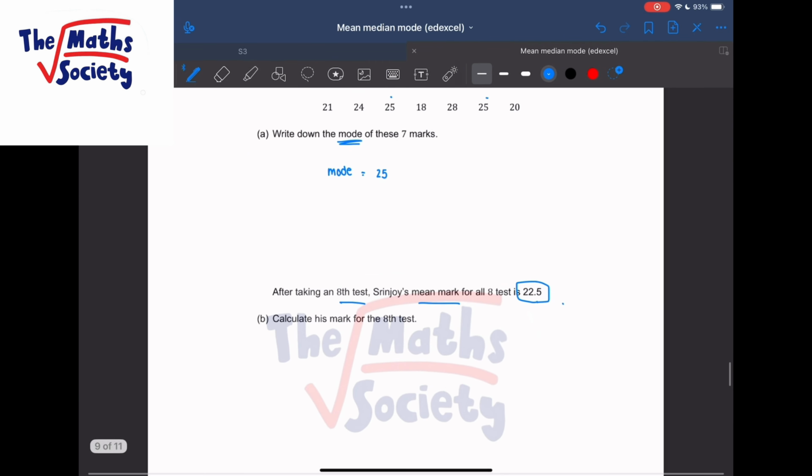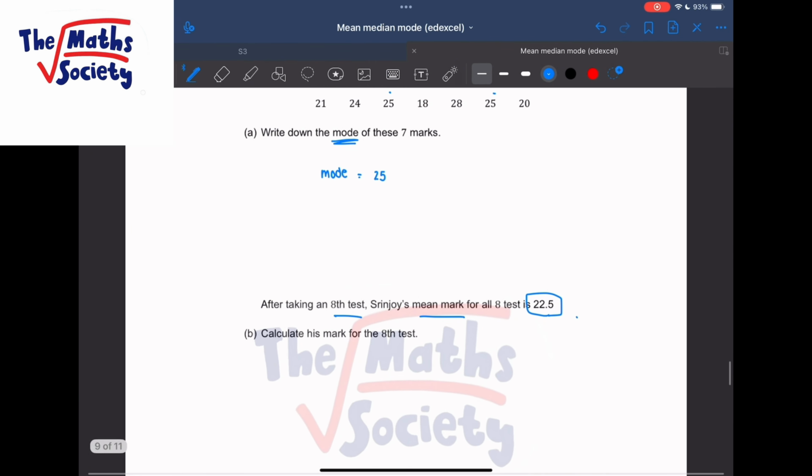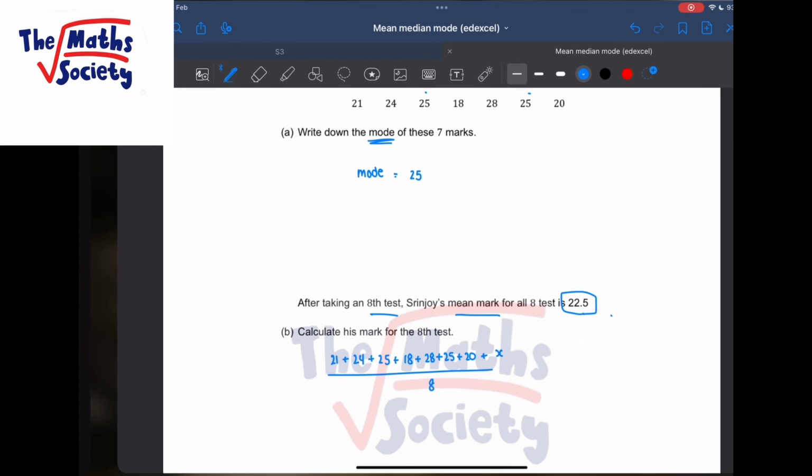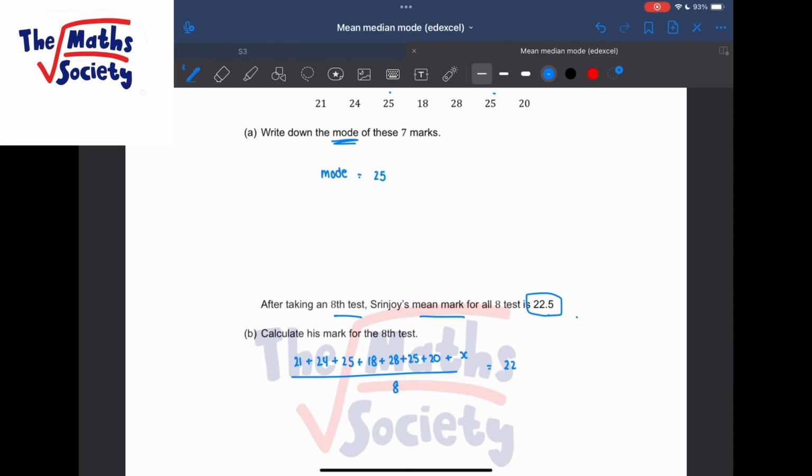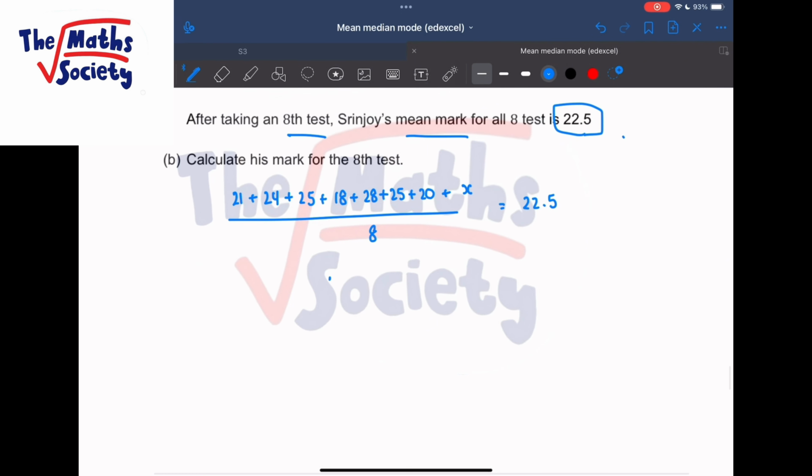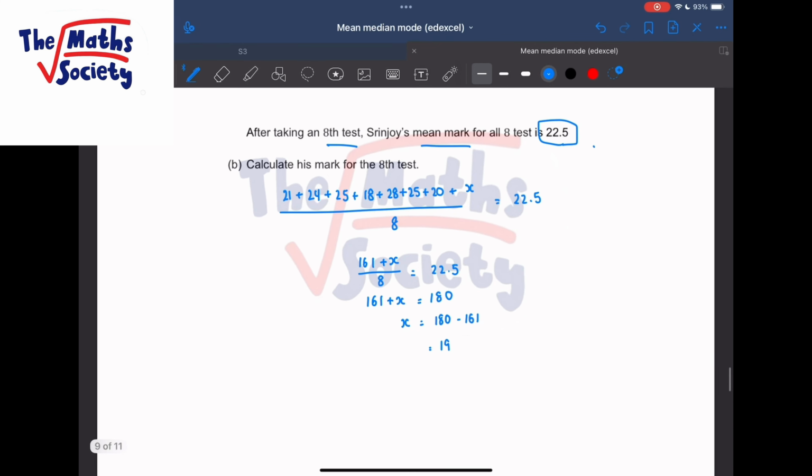So we will have to add all of it, which is 21 plus 24 plus 25 plus 18 plus 28 plus 25 plus 20. And because the last one we don't know, we're going to put it as x, divided by 8 because it's 8 tests, and the mean is 22.5. So then we can find x, which is 161 plus x divided by 8 is equal to 22.5. 161 plus x will equal 180. x is equal to 180 minus 161, where you will get 19. So his 8th test mark is going to be 19 marks.